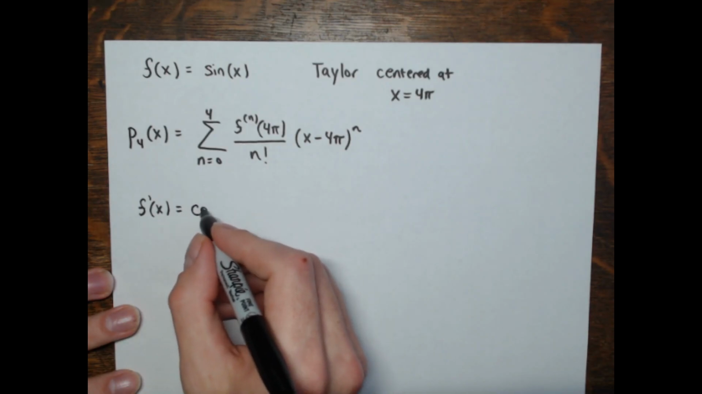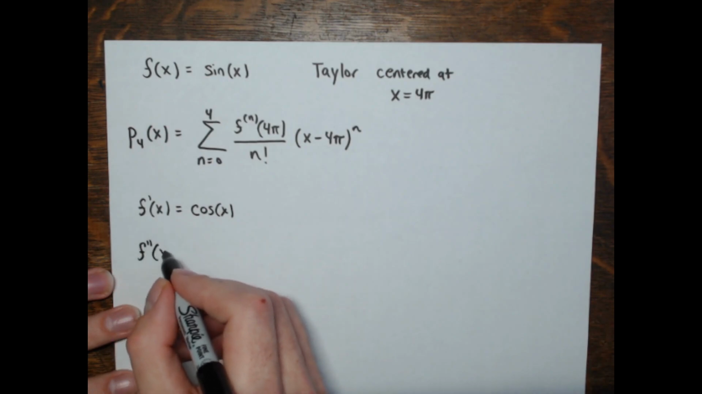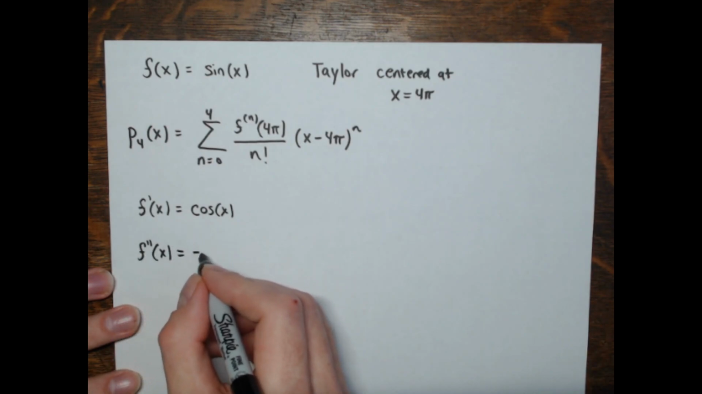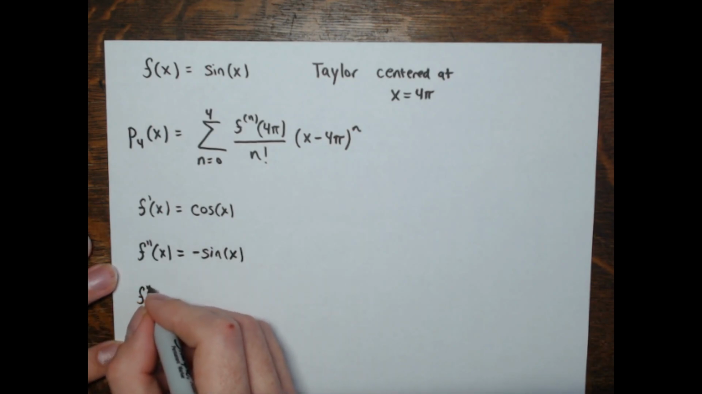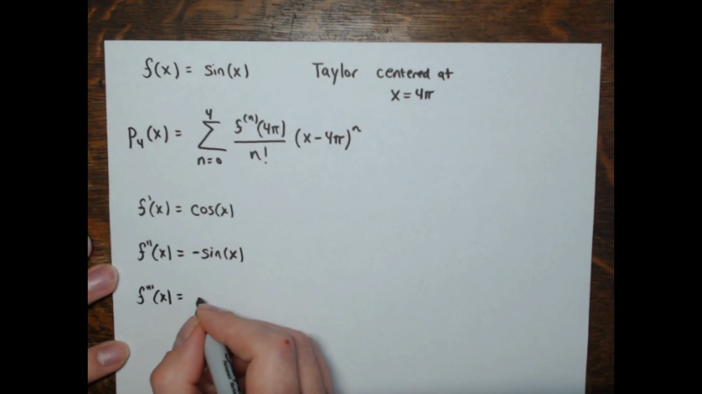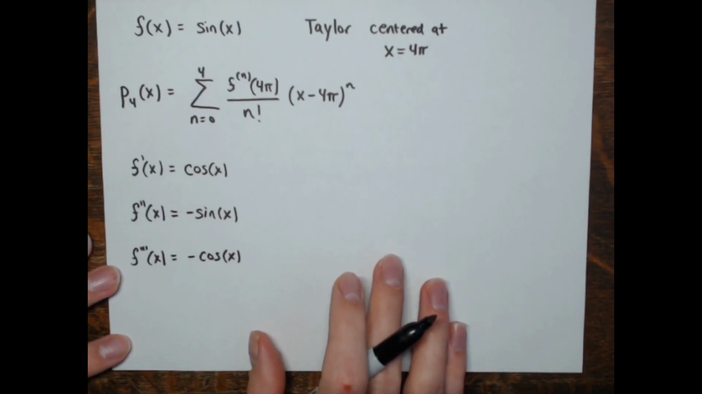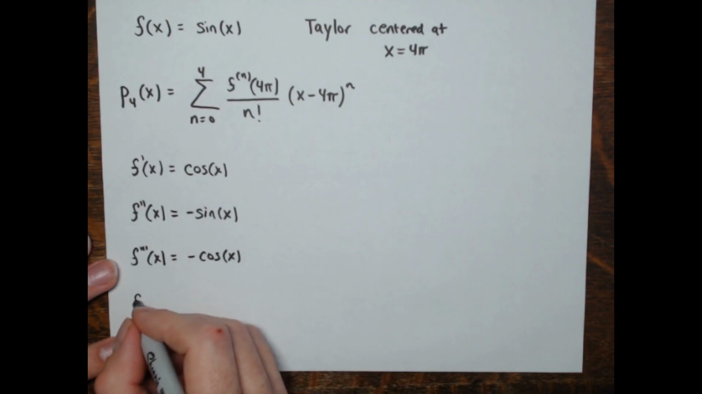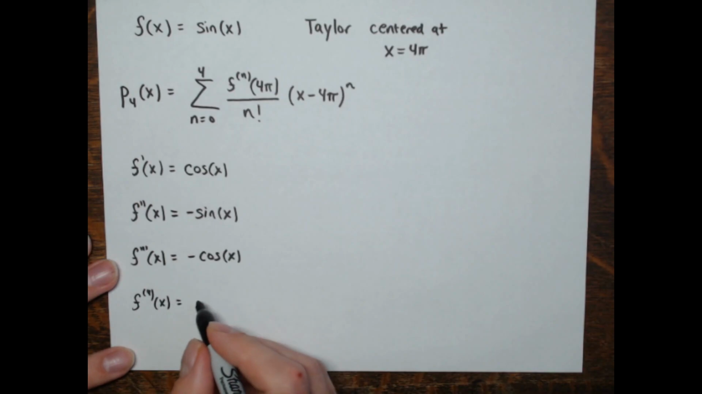So f prime would be cosine x. The second derivative is negative sine x. The third derivative, negative cosine x. And the fourth derivative is, back to sine x again.